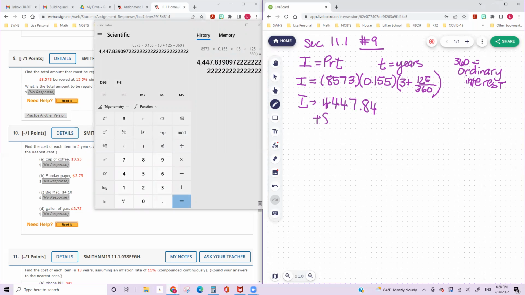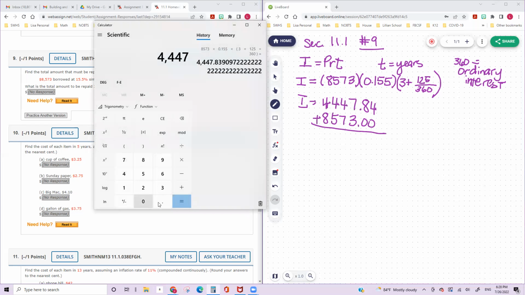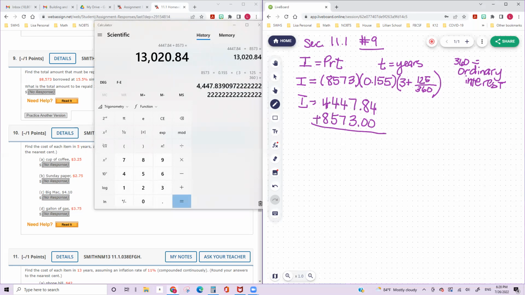So I need to add that to 8,573. You can just do 4,447.84 plus 8,573. So the total amount to be repaid is going to be 13,020.84. Okay, so that would be your final answer on this.